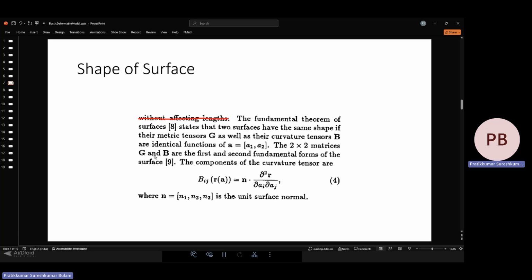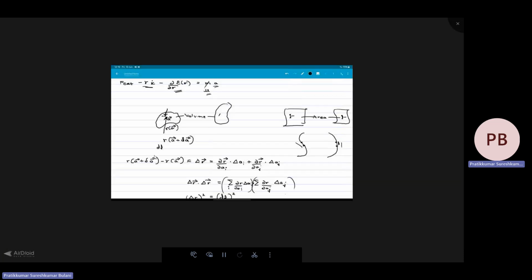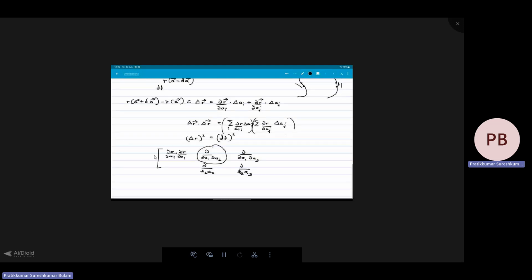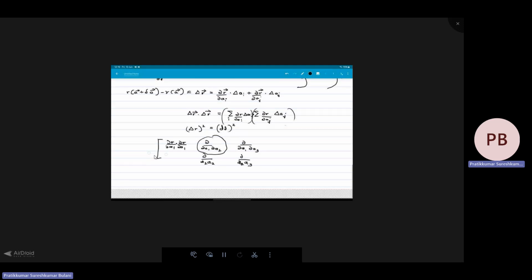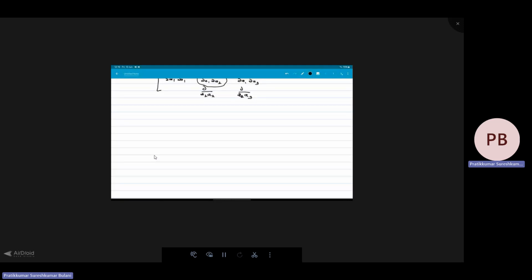Okay, now let me talk about curvature. What is curvature? Definitely you all are from a mechanical background, so you may know. I'll just quickly give you a basic definition of what a curvature is. Okay, so curvature.